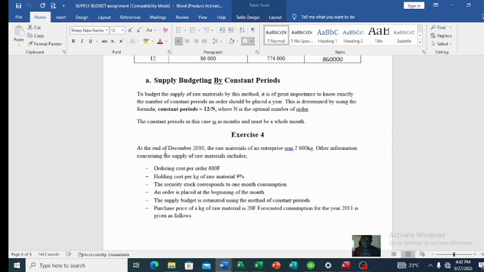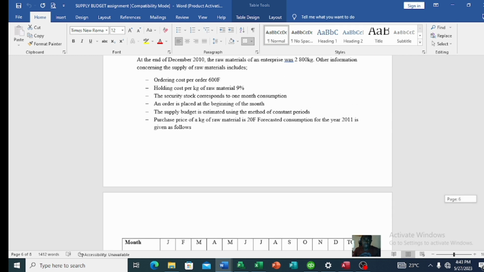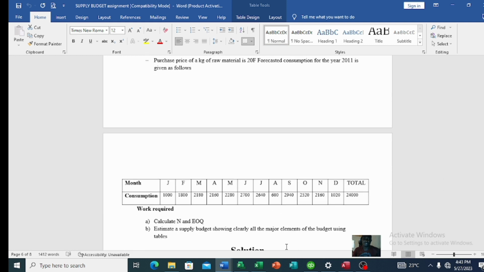The next exercise that we are going to look at, they say place an order at the beginning of the month. So I will quickly move down. They have given the consumptions for the month, and they say the raw material is 20%, and the closing stock for the previous year is 2,800 kilograms, that's the number of units. So determine the EOQ, calculate the N and the EOQ, and estimate the supply budget. So move directly to our Excel sheet, please.